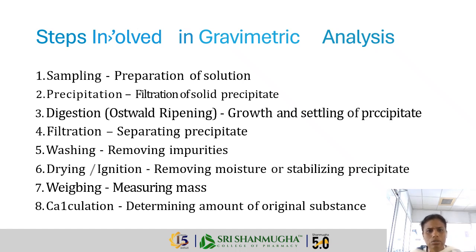The first step is sampling. Sampling and preparation of the solution, where the analyte is brought into solution form. The second step is precipitation, in which a suitable reagent is added to form an insoluble precipitate. We add a suitable chemical to form a precipitate.